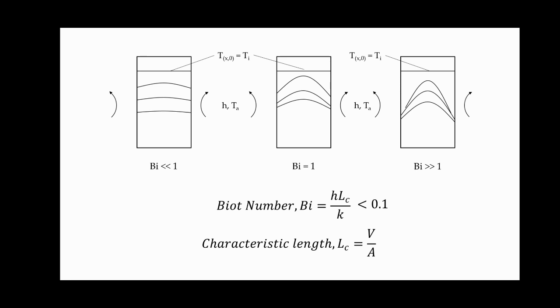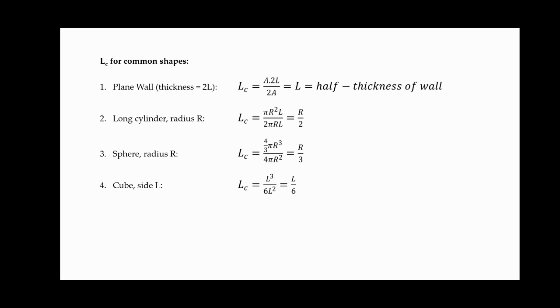So this is the criteria which has to be looked into when we are deciding whether lump system analysis can be applied for a geometry or for a given problem or not. When using the characteristic length, it is defined based on the geometry of the object. So here we have a characteristic length for common shapes.